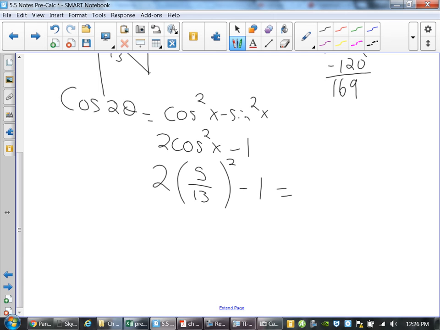If I multiply 2 times 25, I get 50. So right now I have 50 over 169 minus a whole number. Well, what's that whole number with the common denominator? Let's subtract. 119 over 169. The calculator does all that for you. So we're able to use our calculator? Yeah, for the fraction stuff.